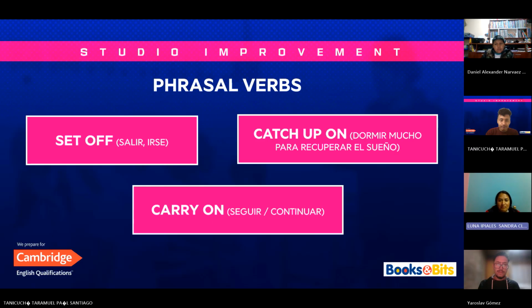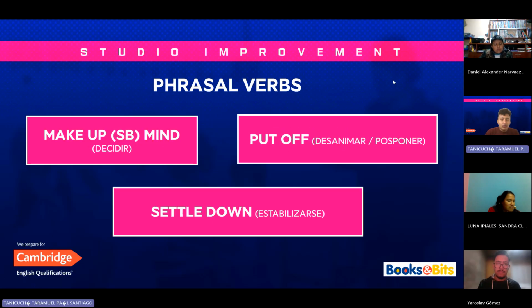Ready? Ready. All right. Next, we have the phrasal verb make up someone's mind, which means decidir. This SB means someone. For example, you can say make up your mind, make up my mind, make up her mind. It depends on the person, right? And then we have put off, which in this case means desanimar or posponer. It depends on the context, okay? And then we have the phrasal verb settle down. That is the correct pronunciation. Let's try this one. Settle down. Settle down. Don't forget. Which means estabilizarse, right?